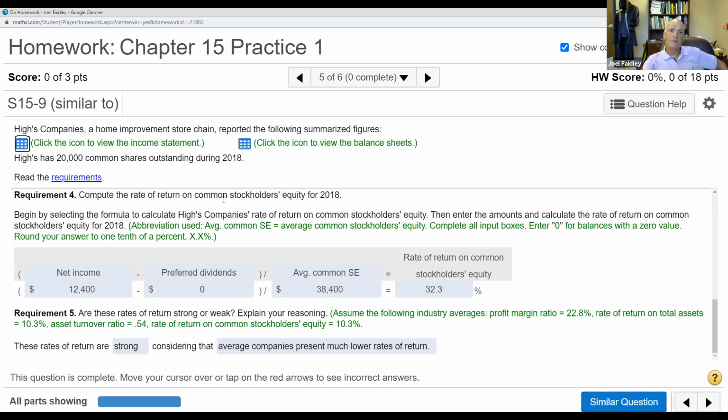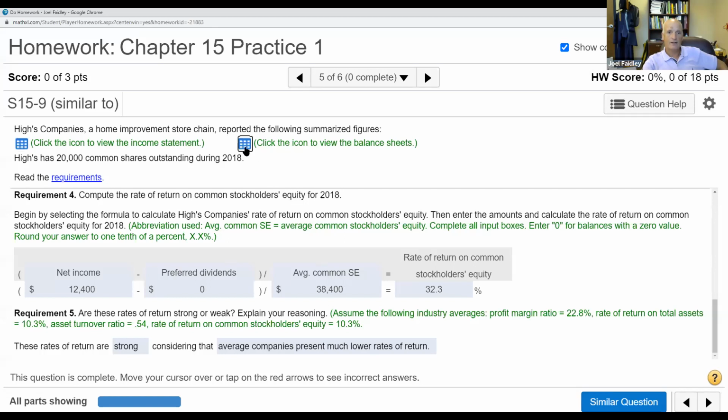What's the return on common stockholders' equity? It's always net income minus preferred dividends. Common stockholders' equity is all of my equity minus anything that says preferred. Preferred stock at par, and preferred stock additional paid-in capital. So it's all of your stockholders' equity minus anything that says preferred. It includes retained earnings. It includes treasury stock. It includes all of that. So my average common stockholders' equity is 38,400.